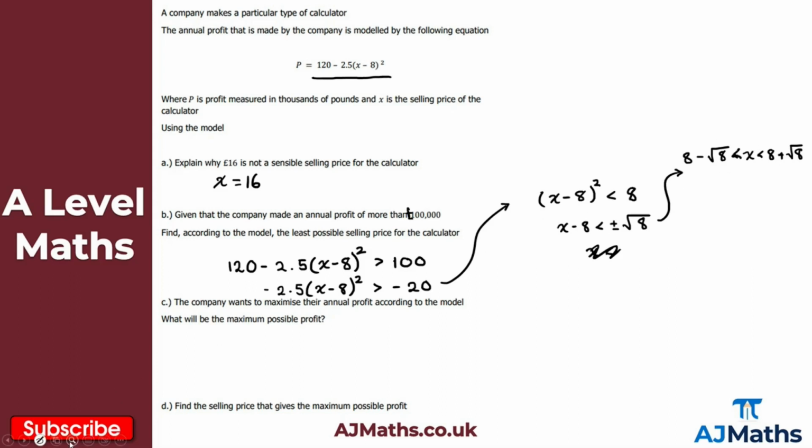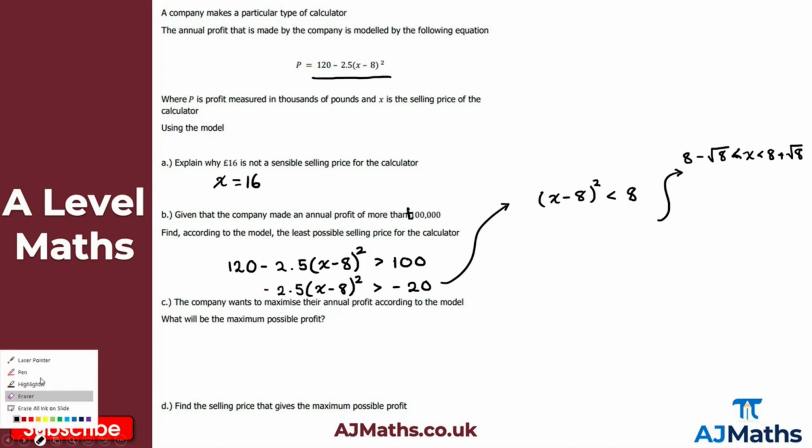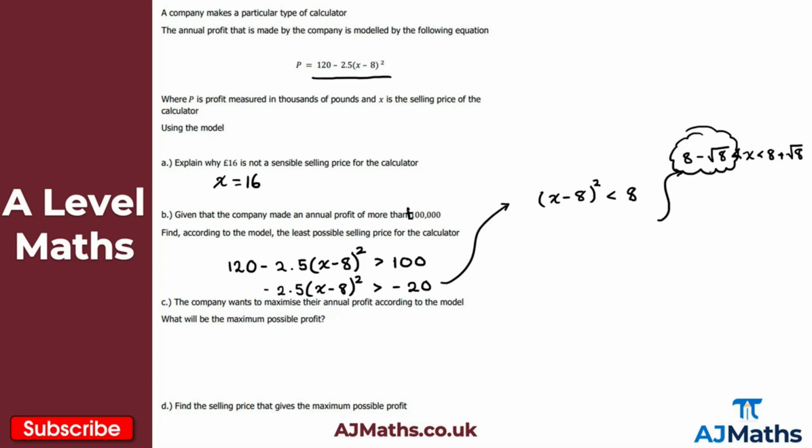So I don't want to confuse, let me just get rid of this line here. But that's what we're saying from here. Once you solve this quadratic inequality, this is what we get. Now, this is a range of values, so any of these values within this inequality will satisfy this condition. But we're looking for the least possible selling price. So the least possible would be this value here. Now, put this into your calculator and see what you get.